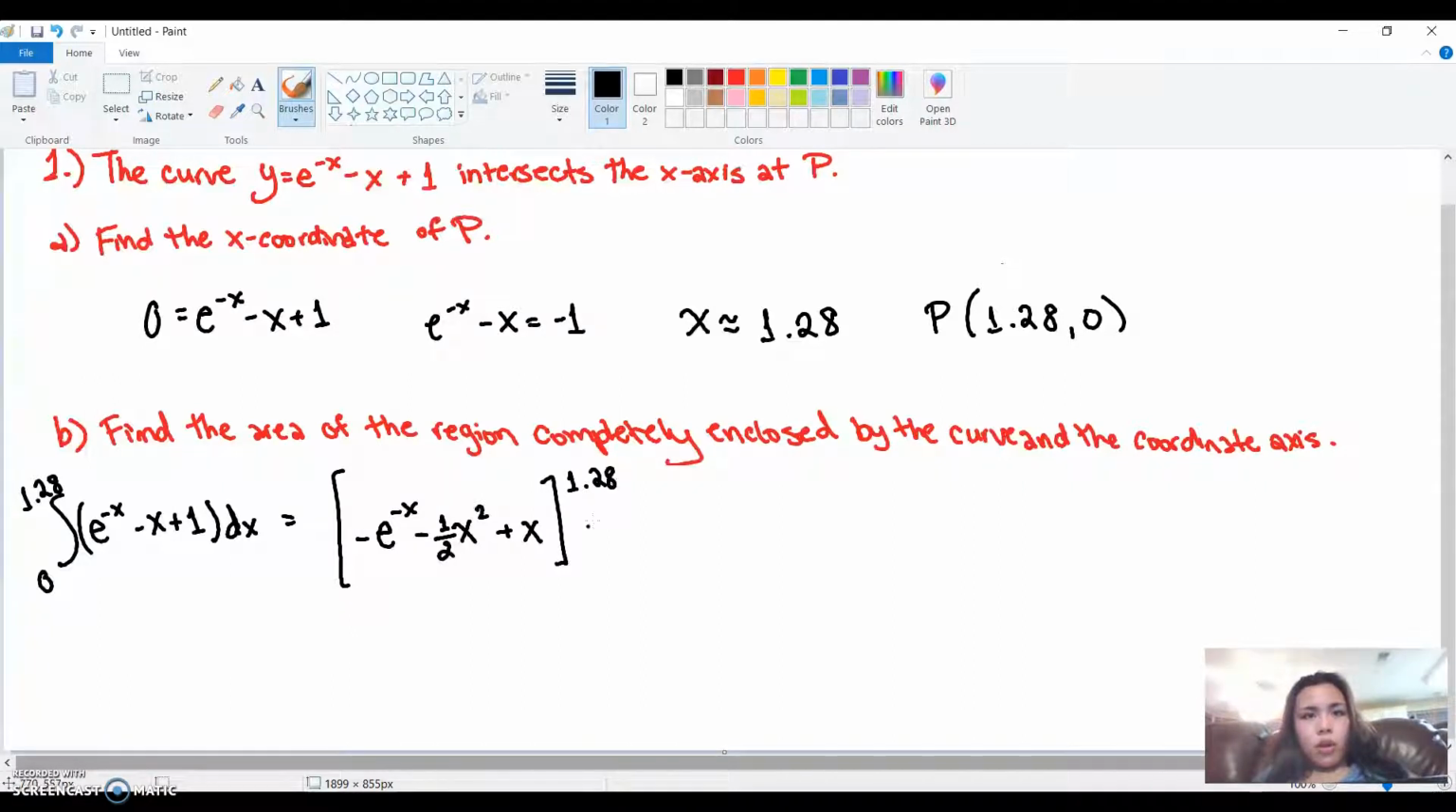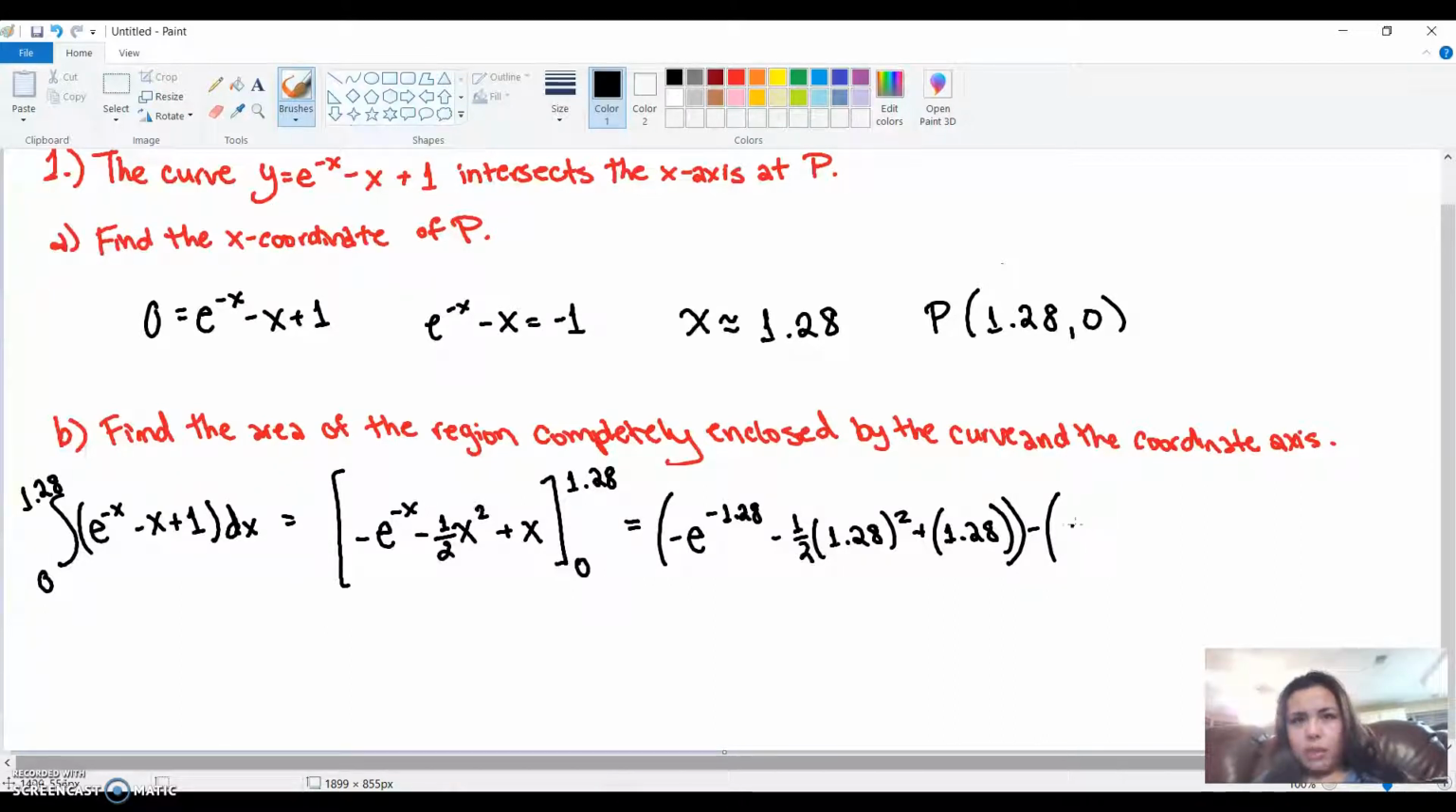We're trying to find this from 0 to 1.28. Now that can be written as, we plug in 1.28 for all the x's first. So negative e to the negative 1.28 minus 1/2 times 1.28 squared plus 1.28. And we subtract it with everything when we plug in 0. So negative e to the negative 0 power minus 1/2 times 0 squared plus 0.